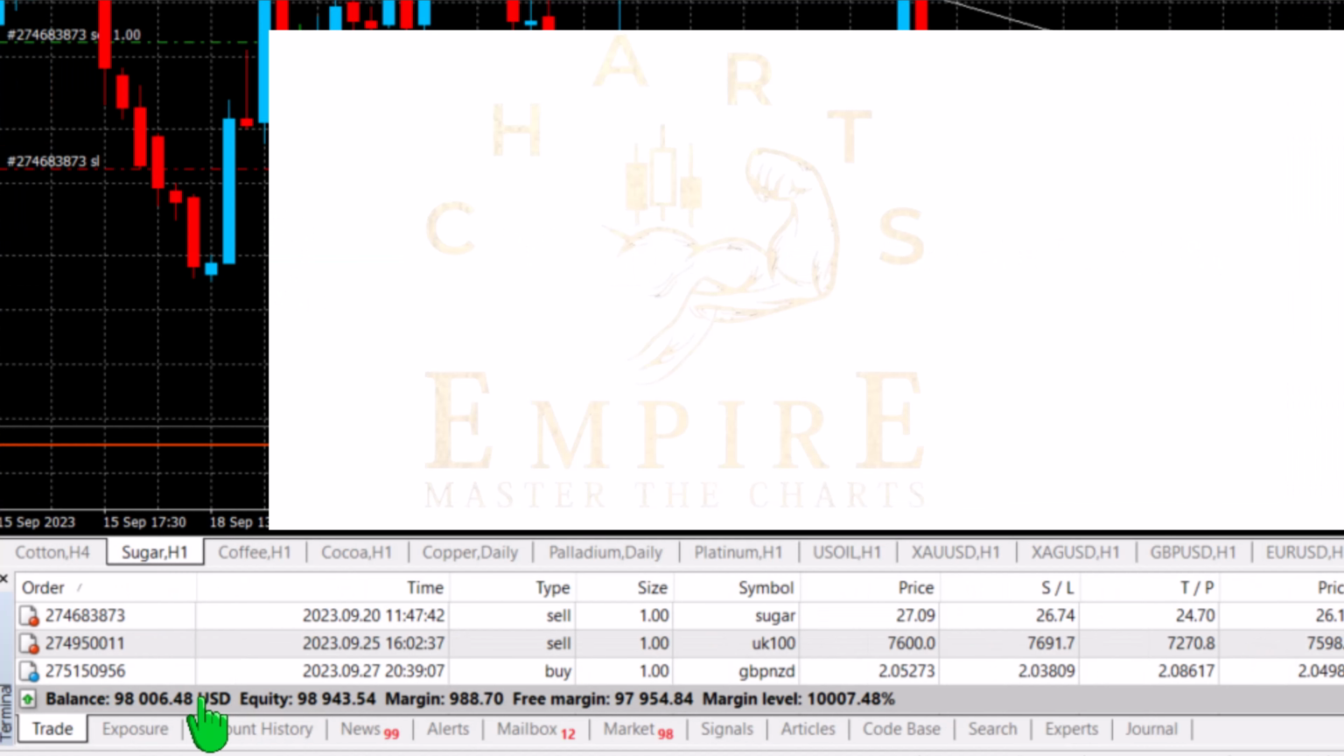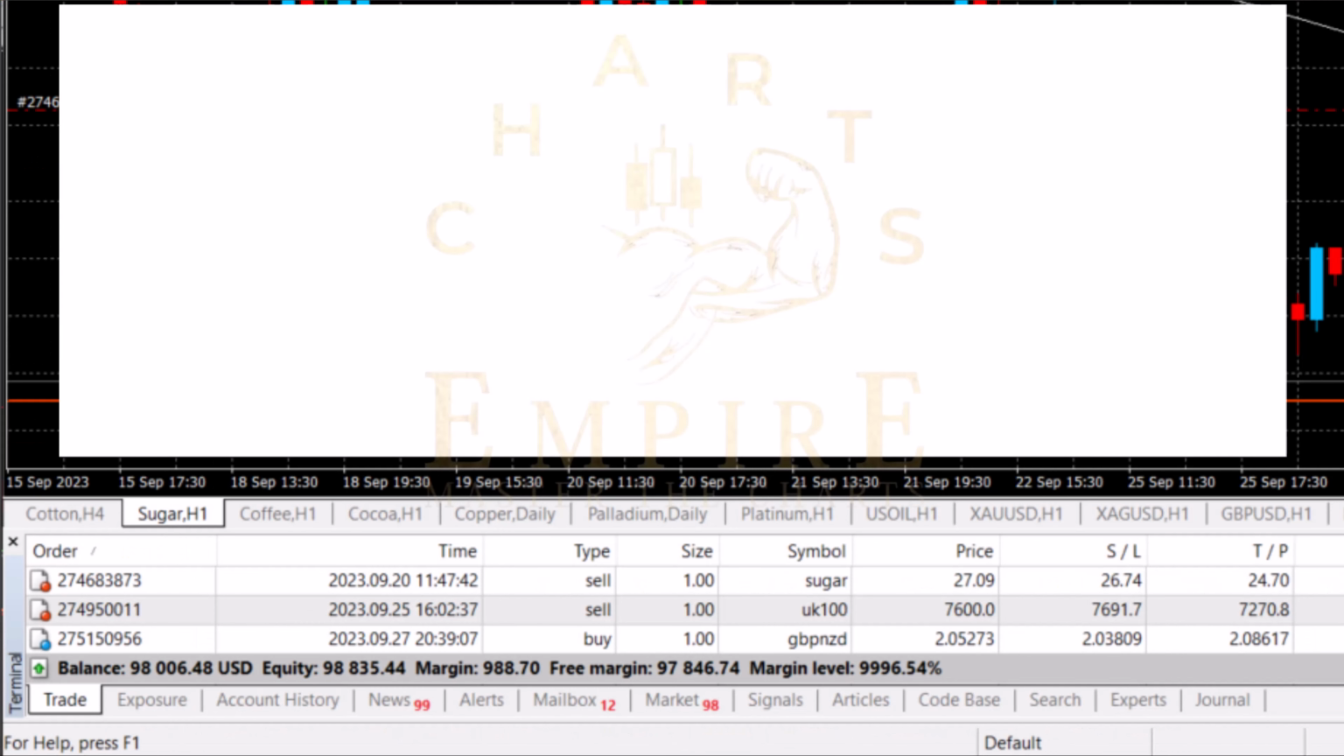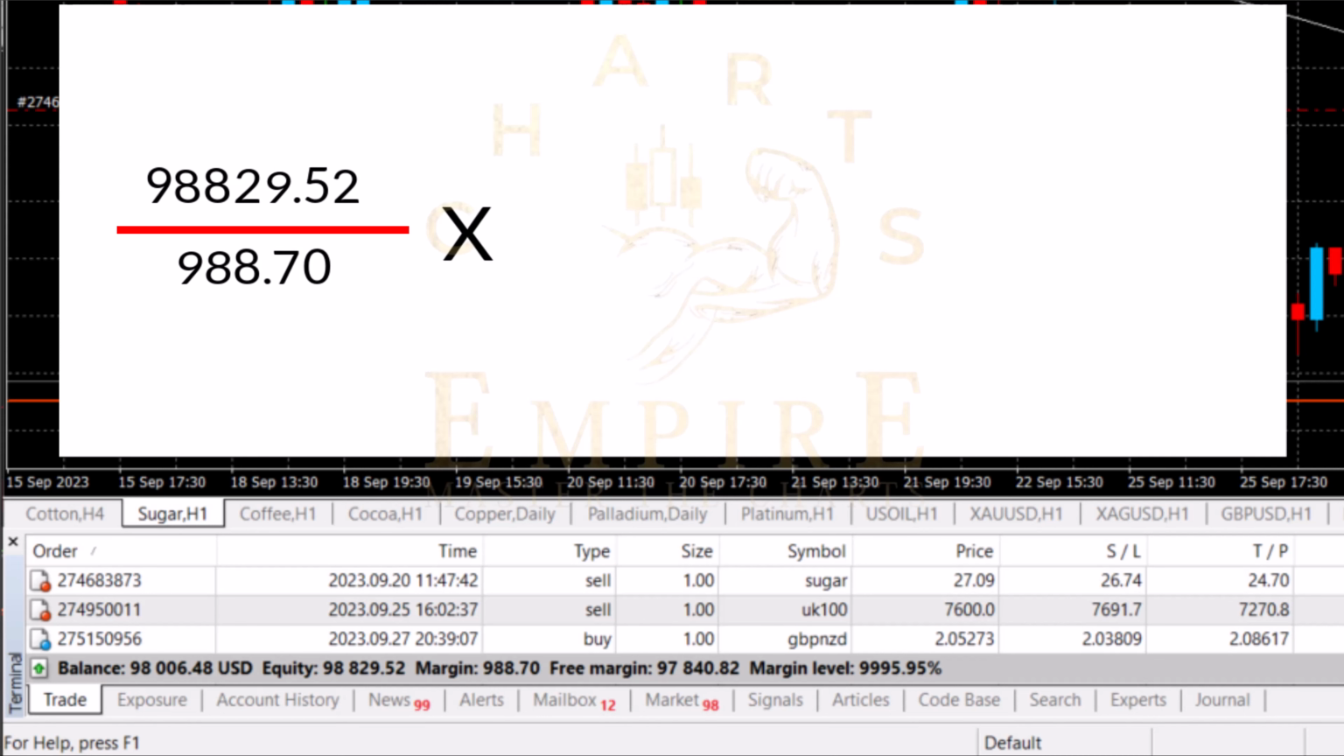Let's calculate the margin level for this trading account. As you can see, the equity is 98,829.52. The margin is 988.70, multiplied by 100, which is 9,995.93%.